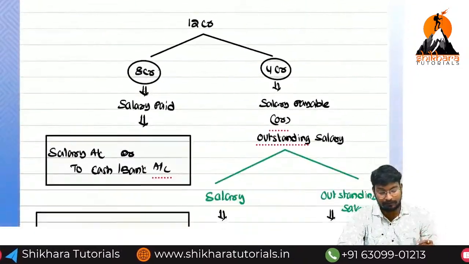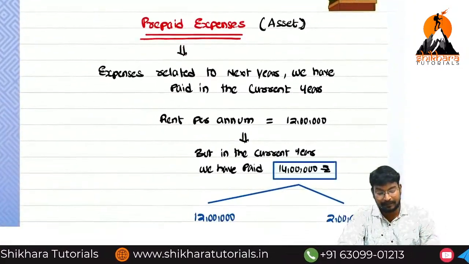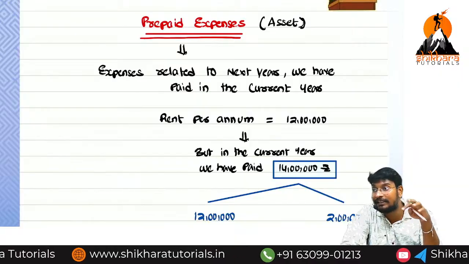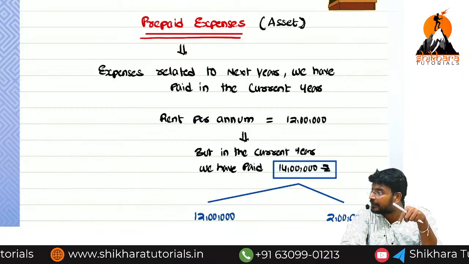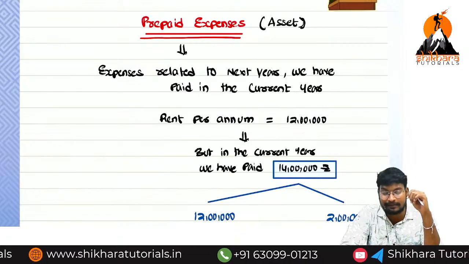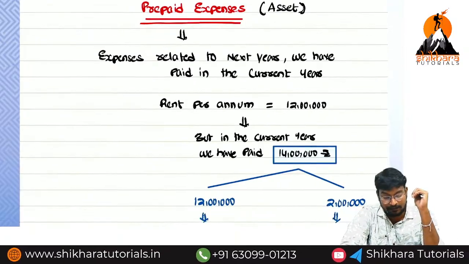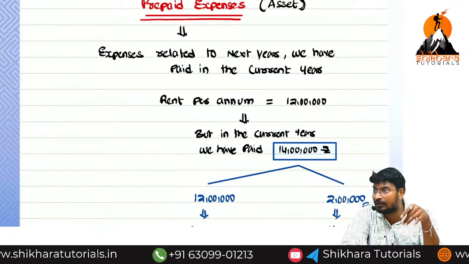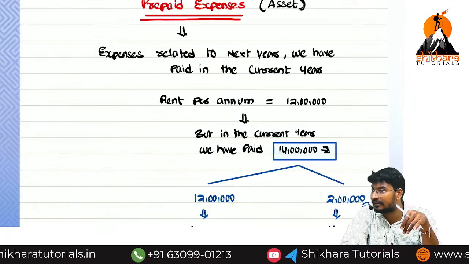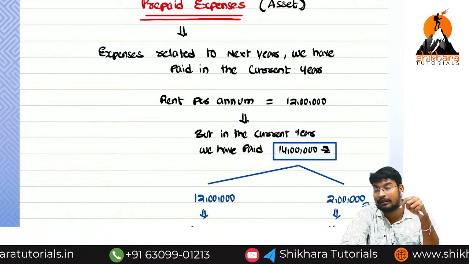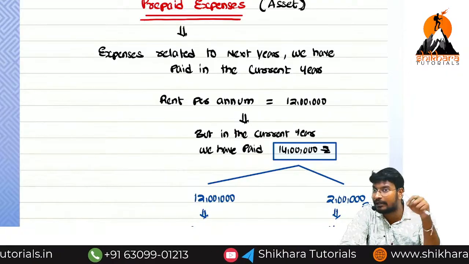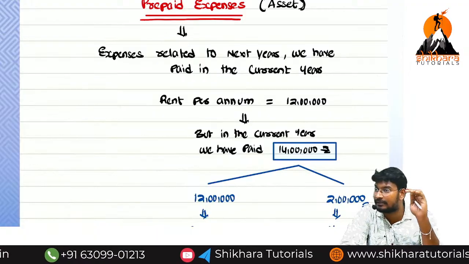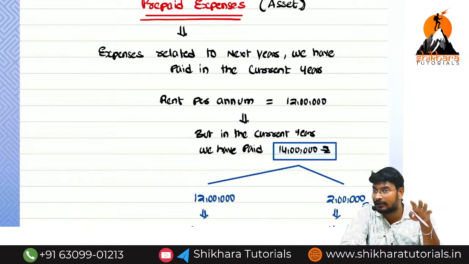Next, we discussed prepaid expenses. What is the meaning of prepaid expenses? Expenses related to next year, but we have paid during the current year. It is called prepaid expenses. Here, in the cash basis we will consider it because it is a cash transaction, even though it is not related to the current year. But as per accrual basis, we should not consider it because it is not related to the current year.